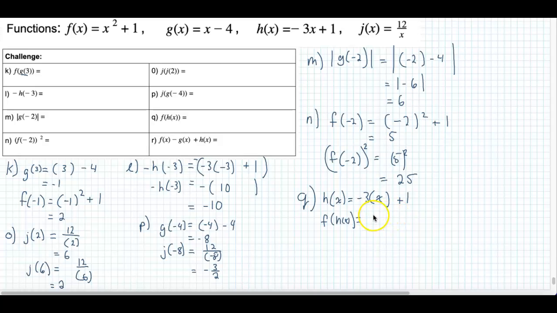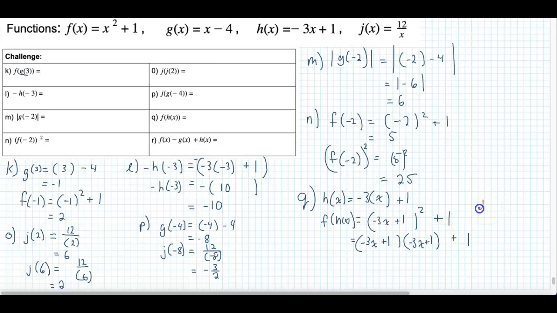F of x says that we square, this is a 9th grade topic, by the way, so we square the input plus 1. This is our input, negative 3x plus 1. And if I square that, I'm just basically writing it out twice. There is a pattern we can follow. Again, that's a 9th grade topic, so I'm not going to get into that too much. But what we have here is the distributive property happening twice.